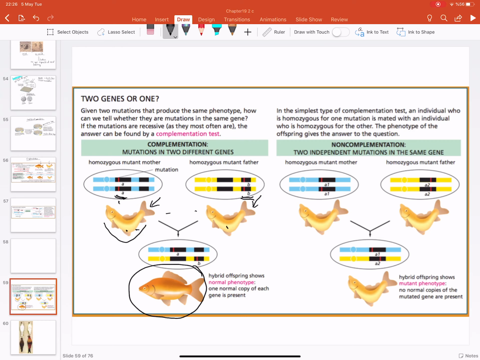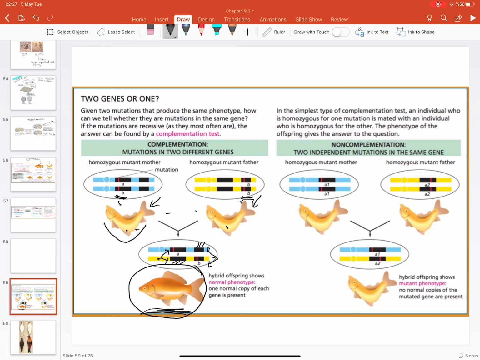Here we are talking about two genes, and these two genes can complement each other. The progeny are going to be heterozygous for gene A and heterozygous for gene B, and they're going to look normal because they're heterozygous for both genes. For each gene, there is a healthy copy, which is going to keep the animal okay.